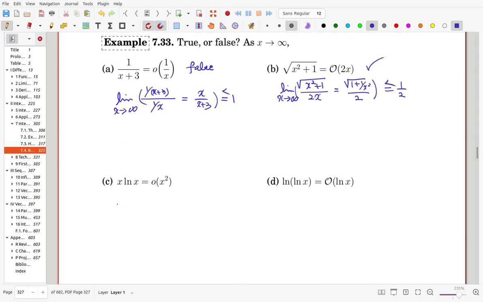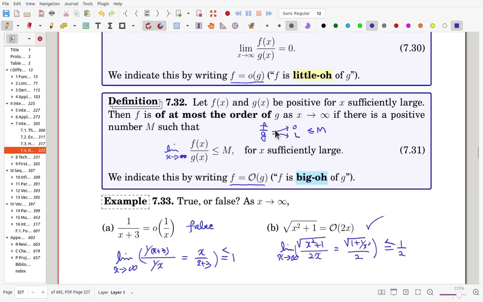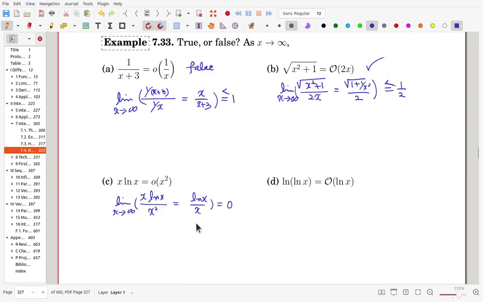Part C, the same way. The limit as x approaches infinity of f, x logarithm x divided by x squared. Now that is the same as logarithm x over x. We know that x grows faster than logarithm x, so the limit must be 0. So this condition is satisfied, and we can say f is little o of g. So it is true.